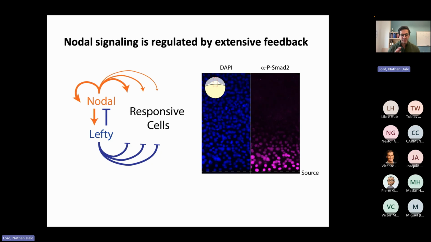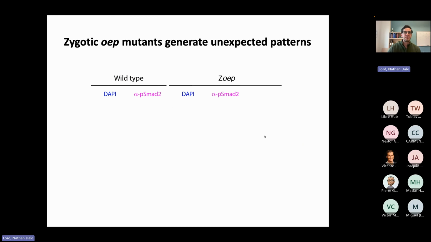And I'm not going to get into this story in full detail. We have a couple of papers published on this that you can look up if you're interested. But I just want to highlight one puzzling observation that got us into doing optogenetics and trying to engineer this light responsive control of the nodal pathway. And that is if you look at this very particular mutant background, which is called a zygotic OEP mutant.